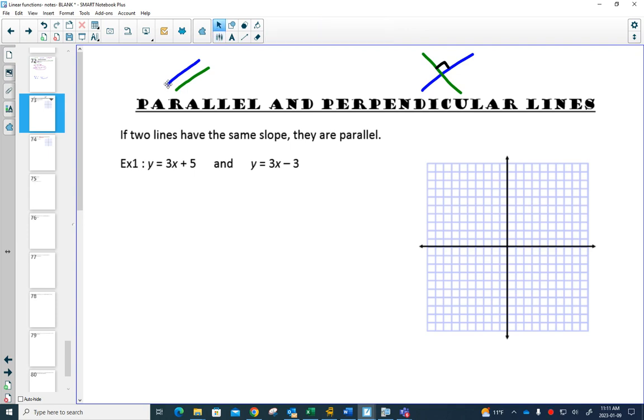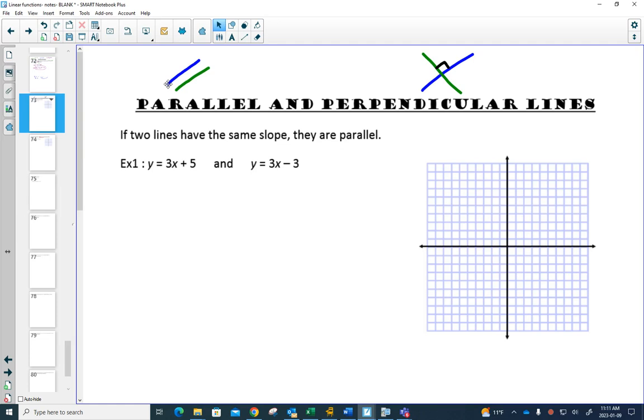Right, parallel and perpendicular lines. Above the word parallel, draw two parallel lines. Above the word perpendicular, draw two perpendicular lines. Now chances are you've heard the word parallel before. That means that they go exactly at the same slope.